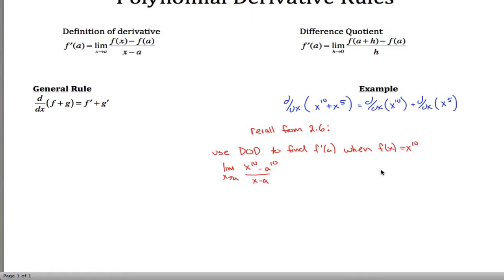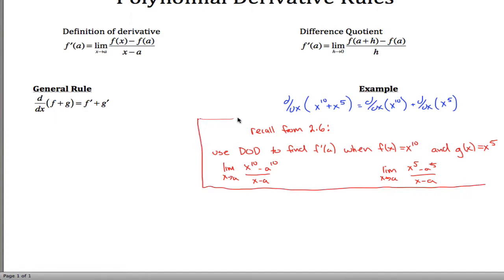And similarly, if g of x is x to the 5th, the way you would set that up is you'd say, oh, same idea. It's the limit as x approaches a of x to the 5th minus a to the 5th over x minus a. So what I want you to do is just remember that this was the setup for these two.